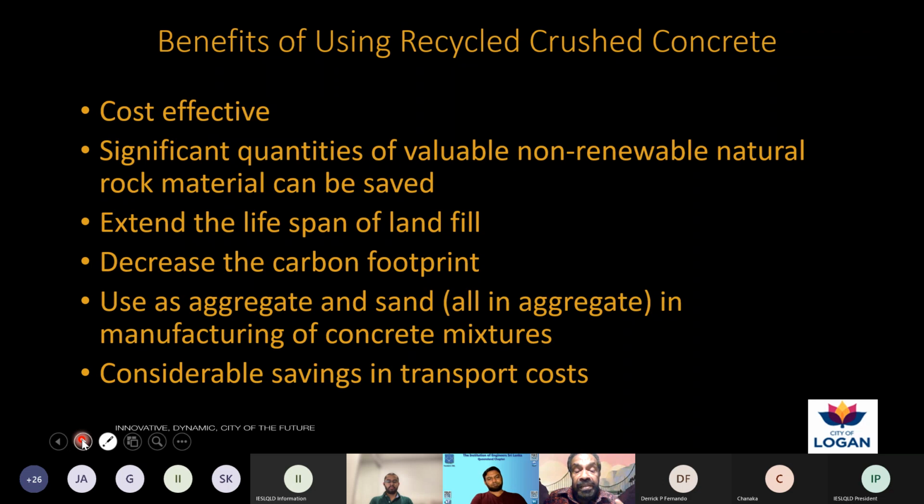Decrease the carbon footprint. As I already explained to you, the carbon footprint has a very significant impact on global warming. The use of aggregate and sand, all in aggregate, which I'm going to describe later down the line, can be used in the manufacturing of concrete. A considerable amount of transport costs also can be saved if you are using recycled crushed concrete.